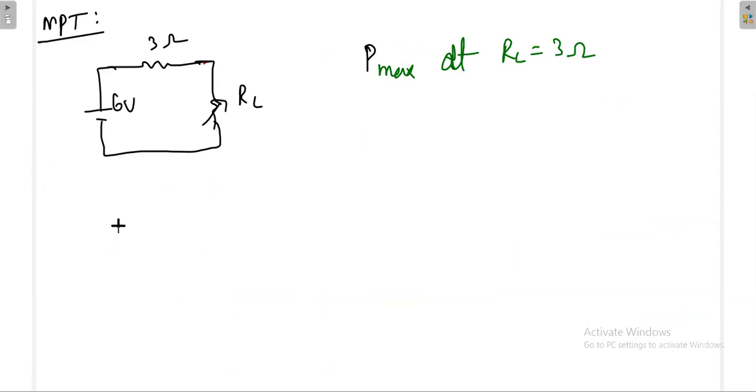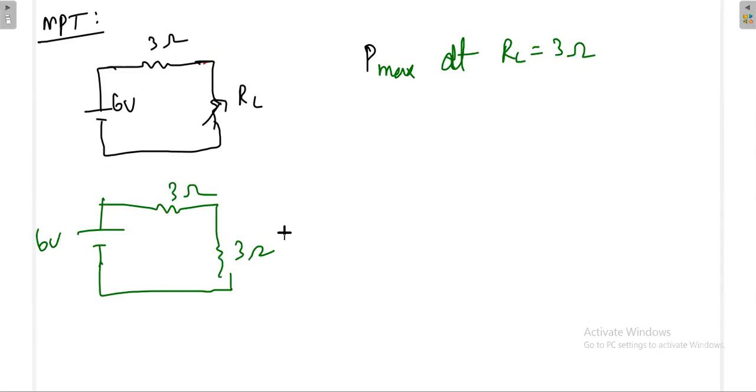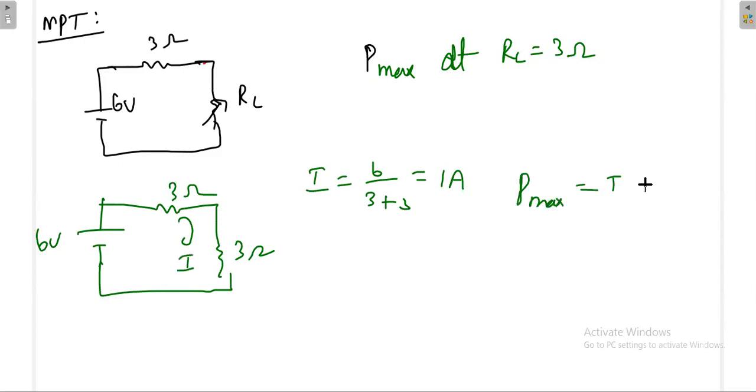Now instead of RL, I'll put 3 ohm. This is 6 volt. What is that maximum power? From this, I is equal to 6 divided by 3 plus 3, that is 2 ampere. Sorry, that is 1 ampere, and this current is flowing here. The maximum power is I square into R, so 1 into 3. So 3 watt is the answer.